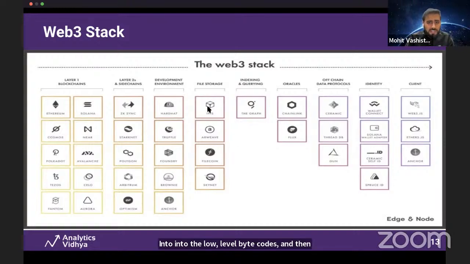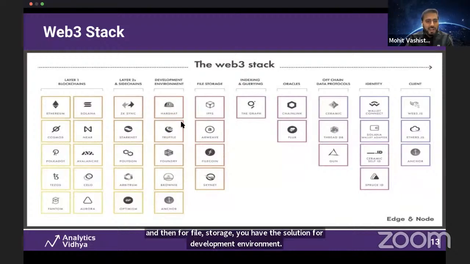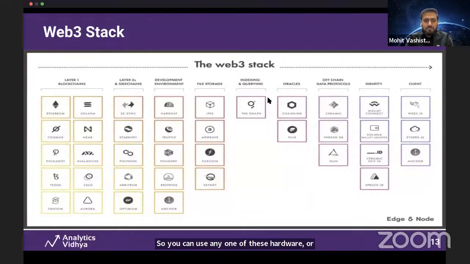Then for file storage, you have the solution for the development environment. You can use any one of these: Hardhat, Truffle, Foundry, Brownie, or Anchor. Then for indexing and querying, you can use this one. In NFTs, you might have heard IPFS a lot, if you know about NFTs a little bit.